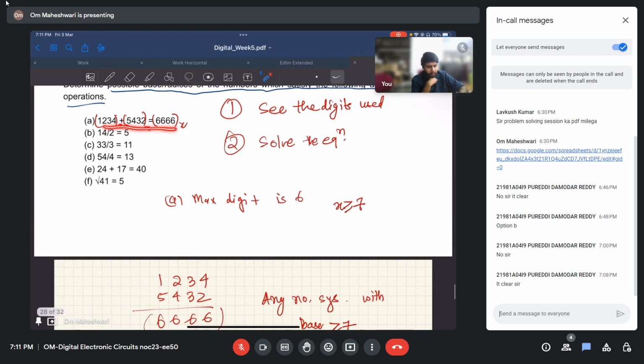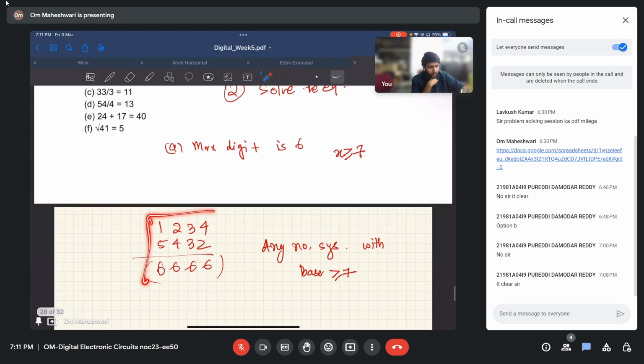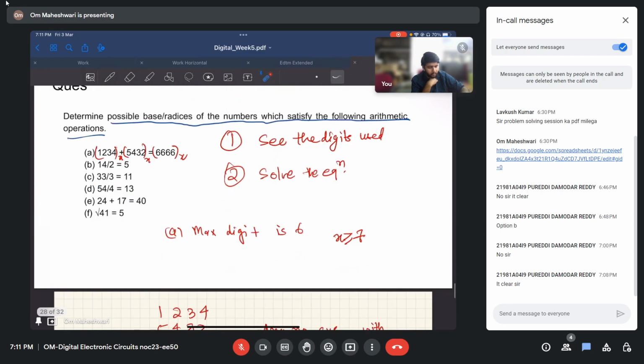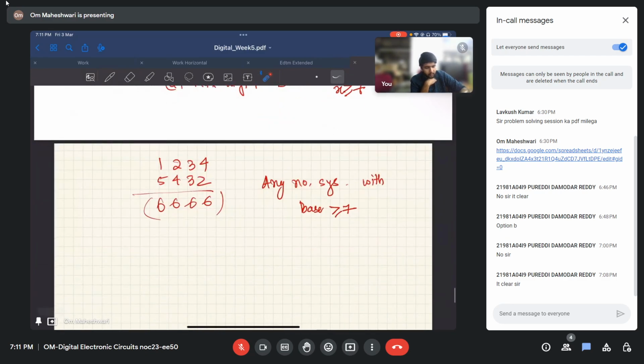Then we just solve this equation. That is, we just try to add it. And if we are getting the correct answer, that means, yeah, base is greater than or equal to 7. Let us do part B.